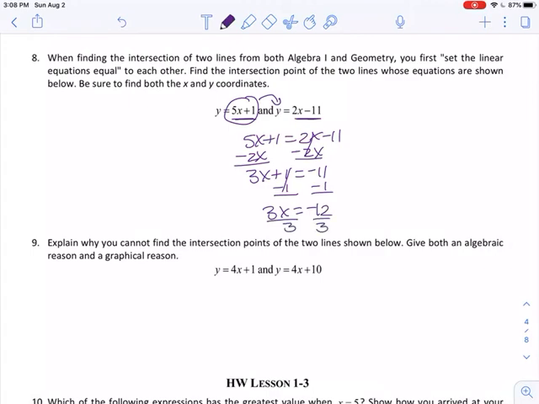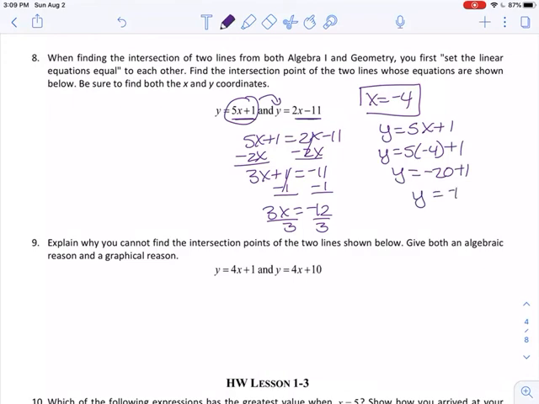And you're just checking your homework. Please make sure that you're trying these on your own. So I get x equals -4. And then I need to take either equation, it doesn't matter which one, and I'm going to solve for y. So now that I know that x is -4, I'm going to plug in -4 for x, and I get y equal to -19.